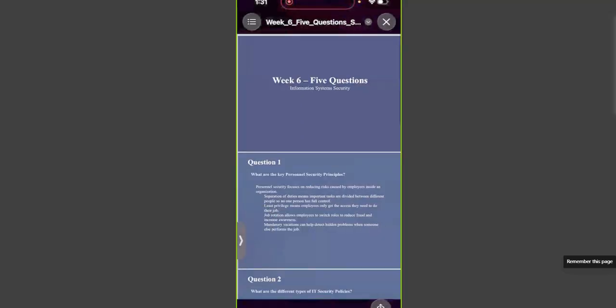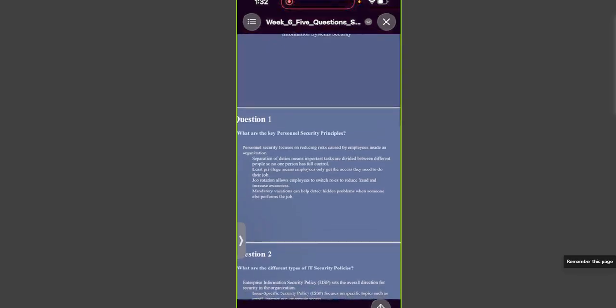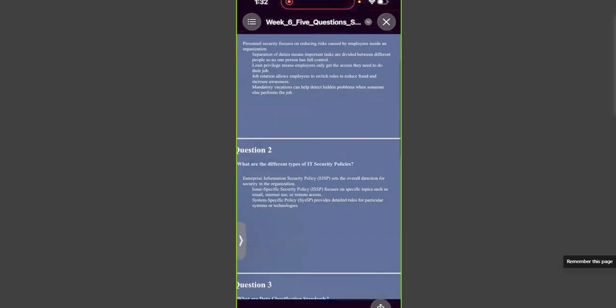All right. Okay, so question one was, what are the key personnel security principles? Personnel security focuses on reducing risks caused by employees inside an organization. Separation of duties means important tasks are divided between different people, so no one person has full control. Least privilege means employees only get the access they need to do their job. Job rotation allows employees to switch roles to reduce fraud and increase awareness. Mandatory vacations can help detect hidden problems when someone else performs the job.